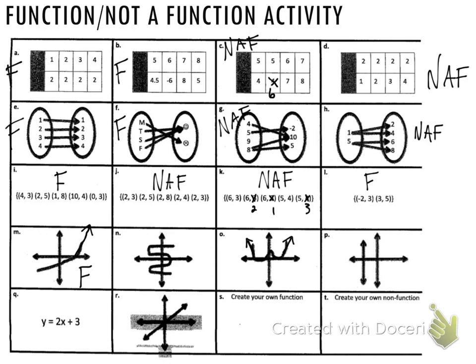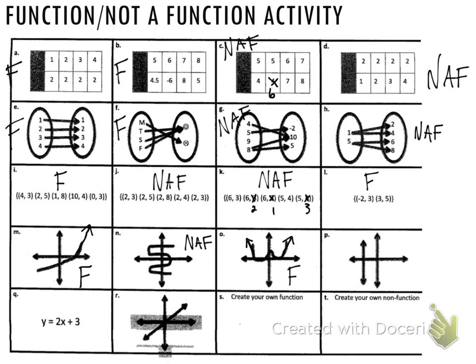Letter N should have hopefully been pretty easy. What's letter N? Not a function. It hits multiple points at one time if I drag that vertical line across, so it fails the vertical line test. What do we say on O? Function. It's only going to hit 1 point at a time as I drag that line across.